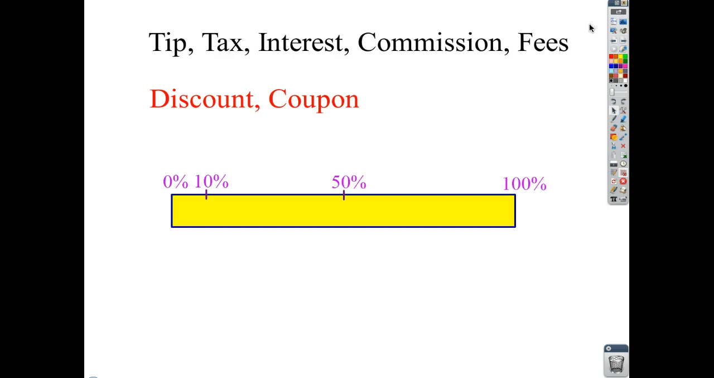Okay, so we started talking a little about the part to whole relationship, right? Understanding which is the whole thing, which is the part. So tip, tax, interest, commission, fees, these will be a part that we're going to add onto something. And if you have a discount or a coupon, this is something we're going to subtract away.